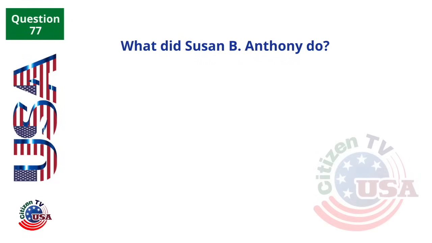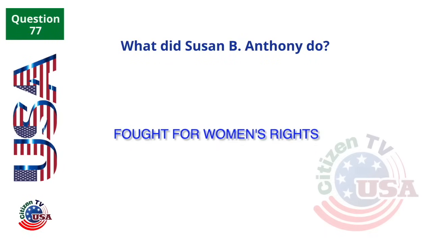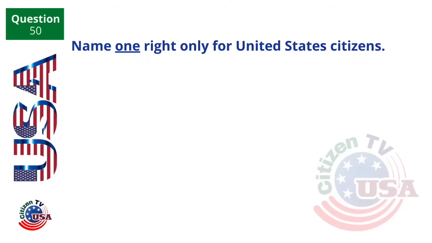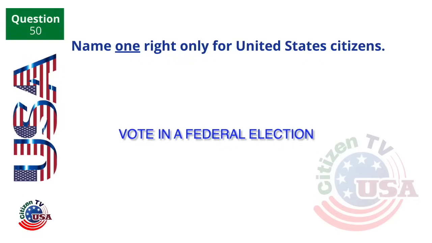What did Susan B. Anthony do? Fought for women's rights. What territory did the United States buy from France in 1803? The Louisiana Territory. Name one right only for United States citizens. Vote in a federal election.